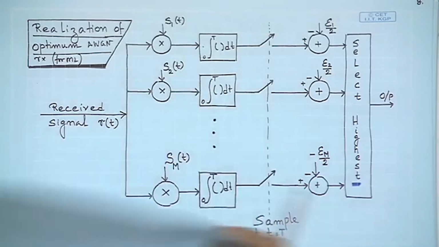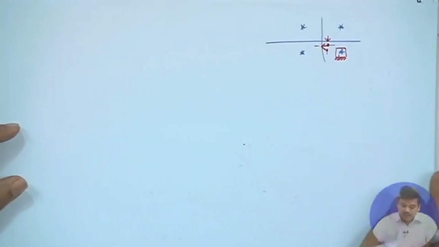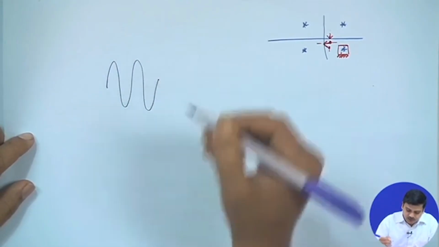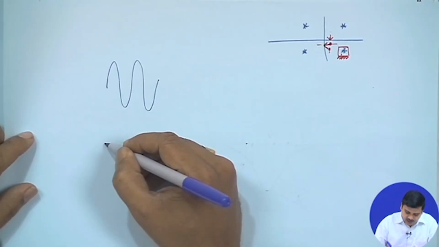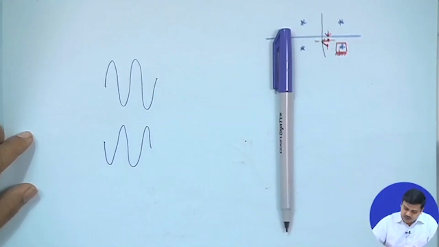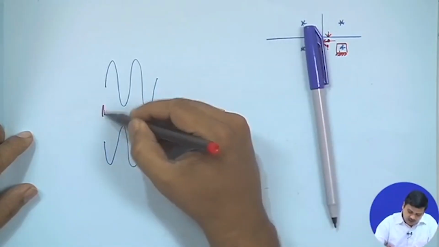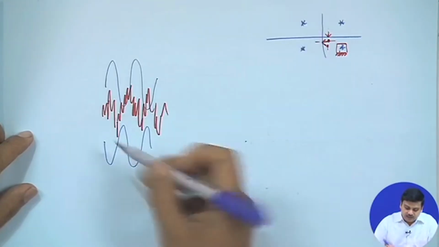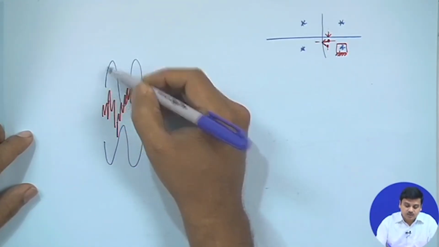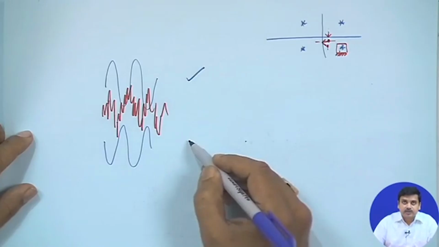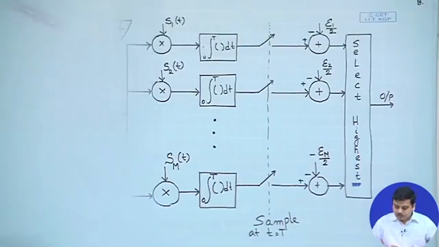And as we would like to see in a waveform diagram, suppose I have a waveform like this, and let us say I have another waveform like this, and what I receive is a noisy version. Let us say I receive something like this. What it tells you is that you have to correlate this signal with S1 and with S2, and whichever correlation gives the highest output, you choose that particular signal as your desired signal. So, that is how a detector would work.